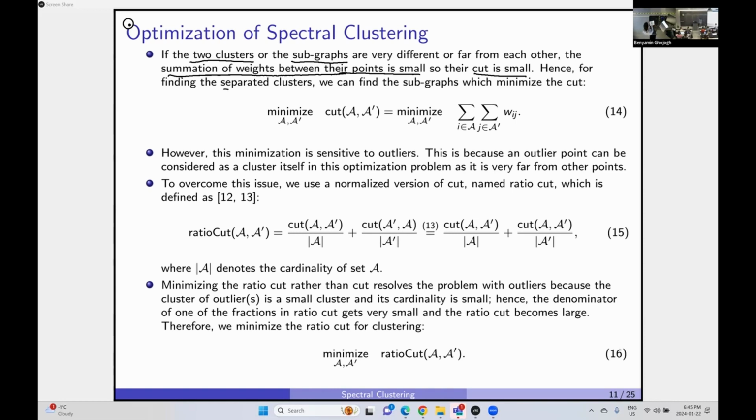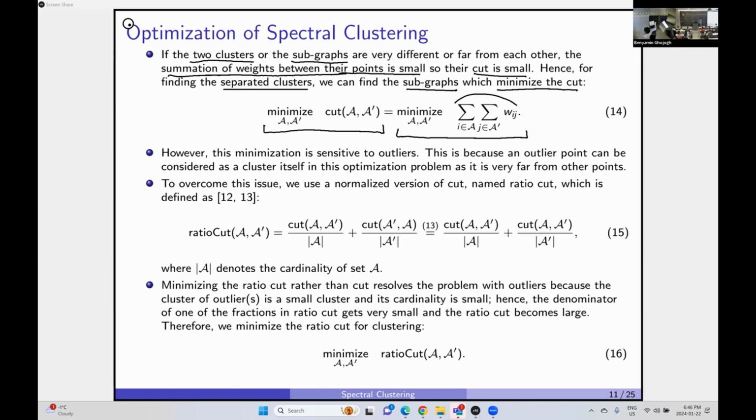Hence, for finding separated clusters, we can find the subgraphs which minimize the cut. As I said, two clusters are very far away from each other if the cut becomes small, right? So let's minimize the cut. As you see, it became an optimization problem: minimize the cut over A and A prime, which was this. This was the cut. Agreed? We can do cuts with more than two clusters, with an arbitrary number. Here we are talking about two graphs, and we'll extend it.